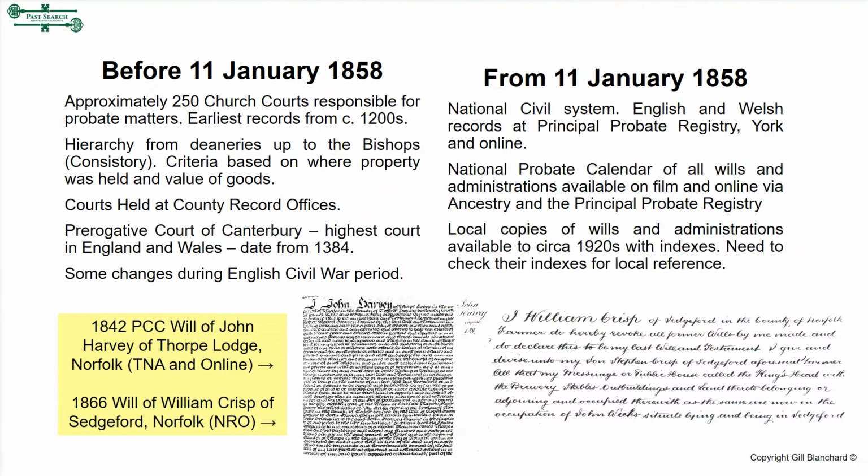And the example I've put here on the left is a Prerogative Court of Canterbury will, PCC for short, from 1842, which can be downloaded and accessed via the genealogist website or via Ancestry or directly from the National Archives. And this is a will of John Harvey of Thorpe Lodge in Norfolk. Thorpe St Andrew is now part of the city of Norwich, but was a separate parish at that time.